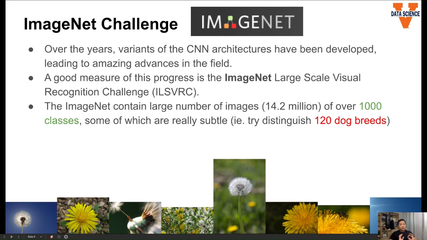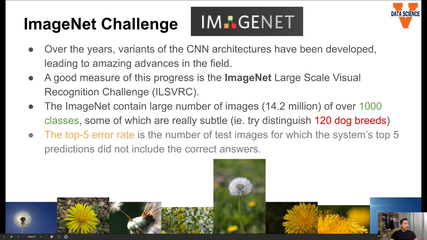So 1,000 classes. And because we have 1,000 classes, the benchmark is based on top 5 error rate instead of top 1 error rate. So as long as the system returns the top 5 most confident classes, and one of them is correct, then it counts as correct.